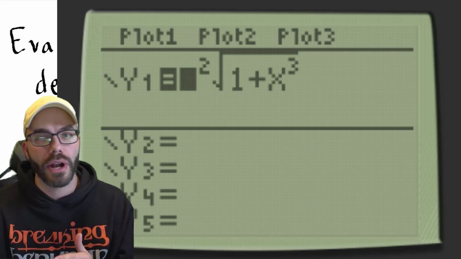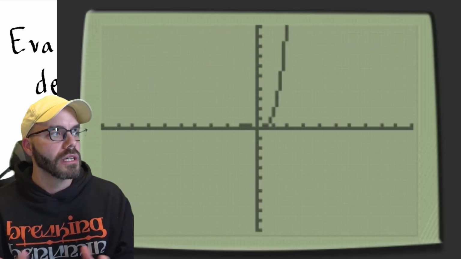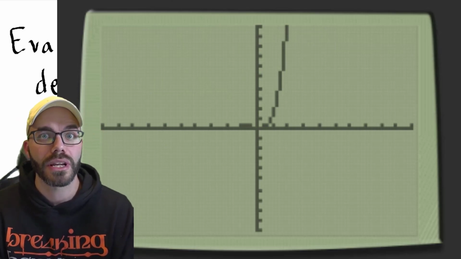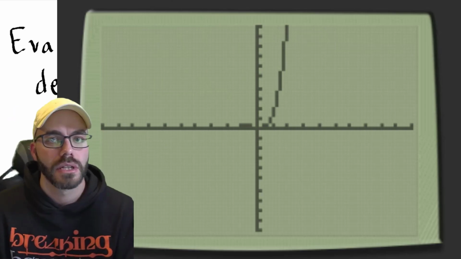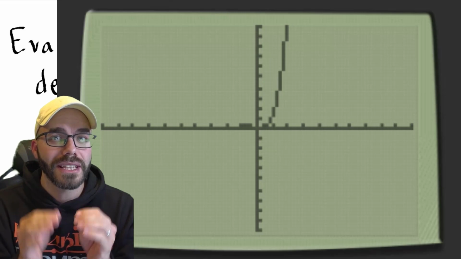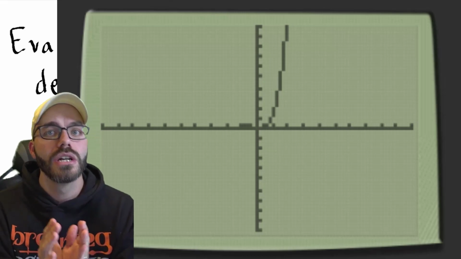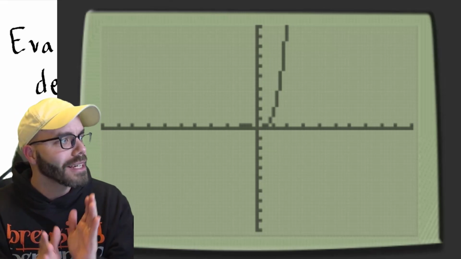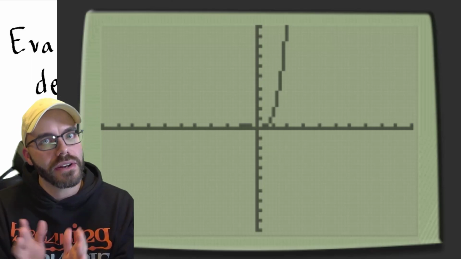Let's hit our graph button and see what this looks like. All right, it's growing very, very rapidly. So we want to take this curve and find the area under it from 1 to 2. So let's get a better idea of the area that we're looking to find.